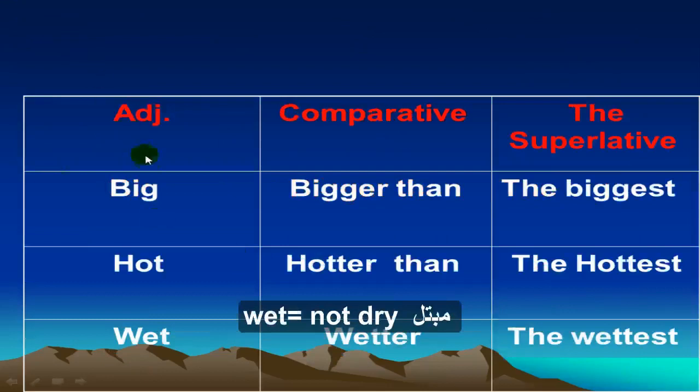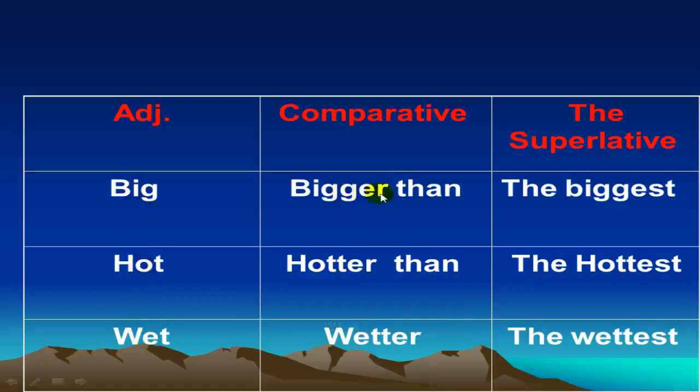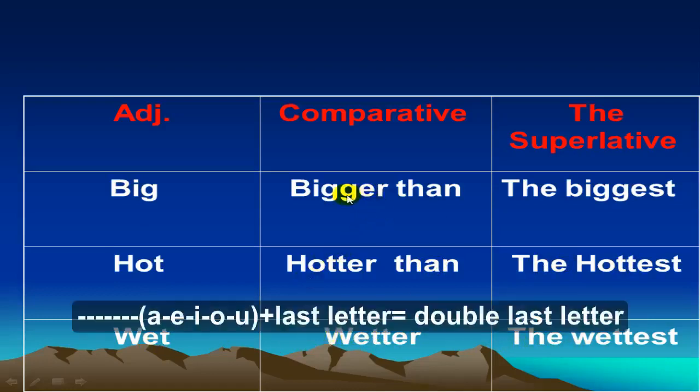What about if the adjective ends with a consonant and there is a vowel before it, like big, the letter before the last is I; hot, O; wet, E. Big, bigger than, the biggest. Hot, hotter than, the hottest. Wet, wetter than, the wettest. So here we double the last letter: bigger, double G; hotter, double T; wetter, double T; biggest, double G; hottest, double T; wettest, double T.